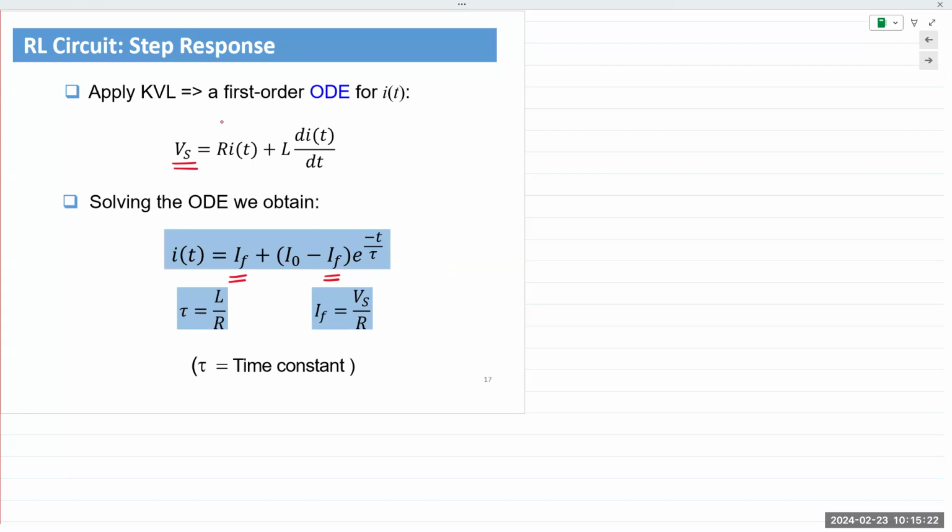And in most cases, IF, the final value, will always be equal to the source value.